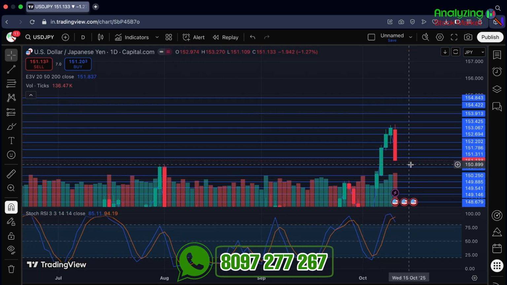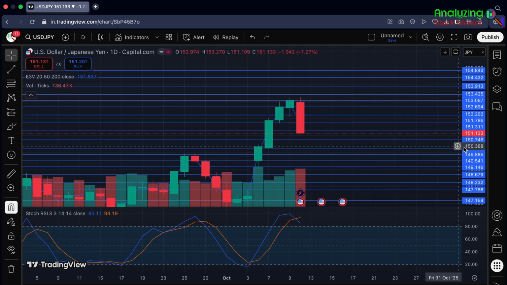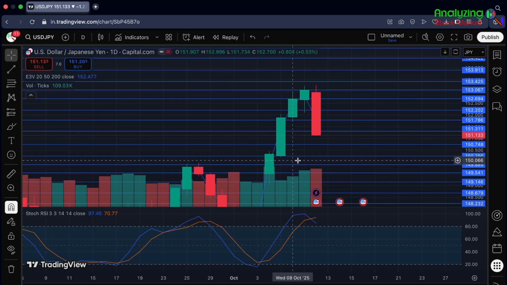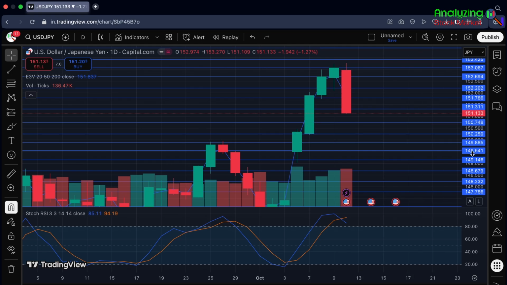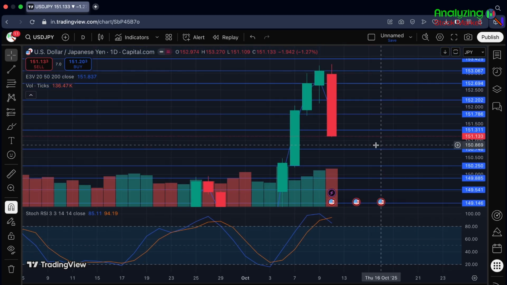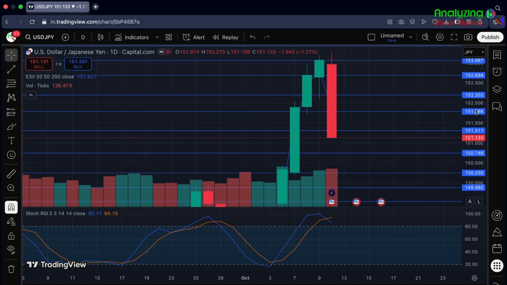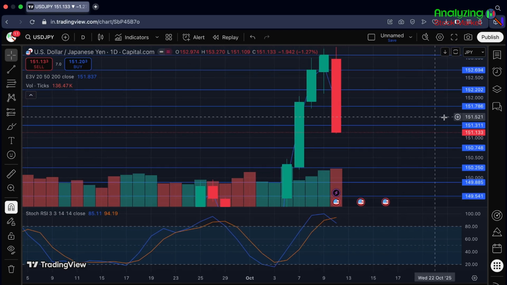Here I have marked some important levels that will help us to take better stop loss and target levels for this week and the coming week as well. Let's talk about the closing first. Here 151.133 is the closing. The direct support is 150.748 and the direct resistance is 151.311. After direct support, there is a support of 150.250 and then 149.885. After direct resistance, there is a resistance of 151.786 and then 152.202. So these are the important support and resistance zones that will help you to take better stop loss and target levels.